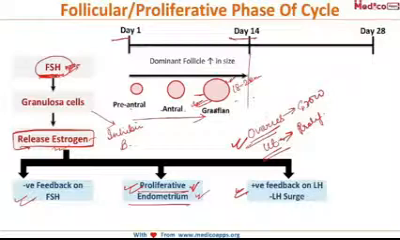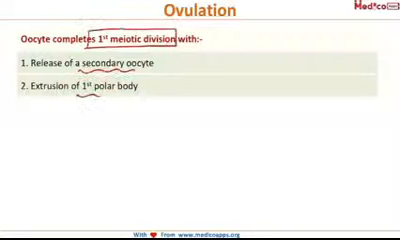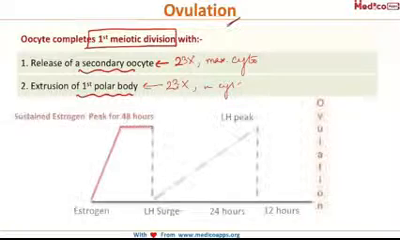Now, after the follicle has become 18 to 20 millimeter, the next step that has to occur is ovulation. So, let's come to ovulation. And the basic thing that occurs in this ovulation is that the first meiotic division is completed so that a secondary oocyte and a first polar body are released. The secondary oocyte contains the haploid number of chromosomes along with the maximum amount of cytoplasm, whereas the first polar body contains the haploid number of chromosomes along with minimal cytoplasm. Now, for this ovulation to occur, let's see the hormonal interactions.